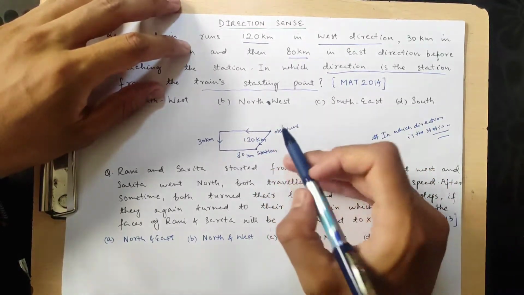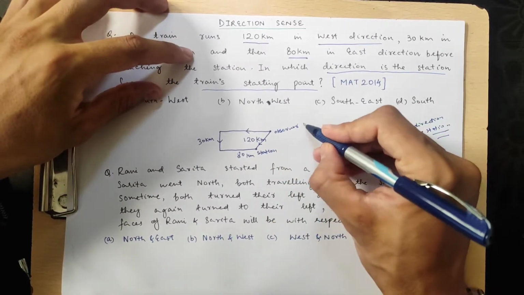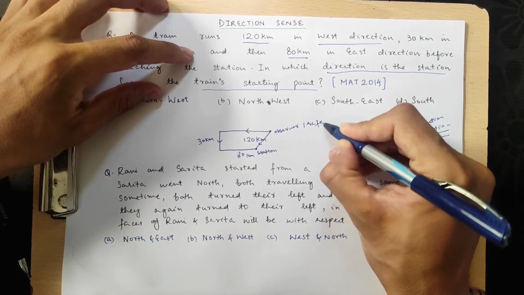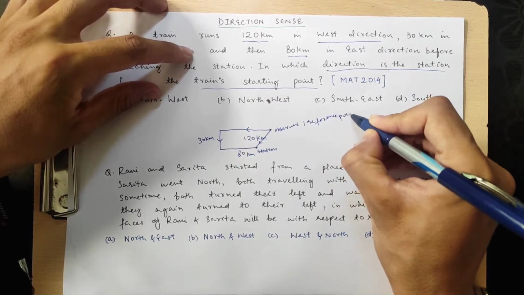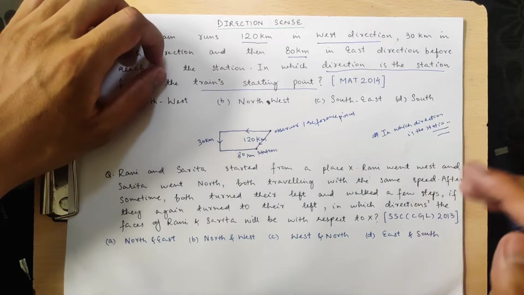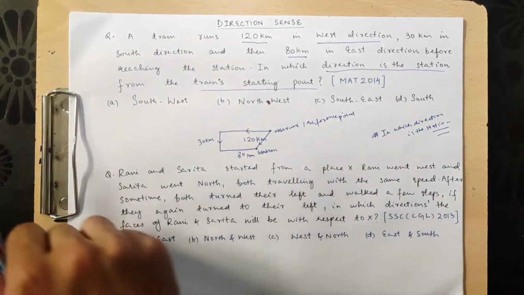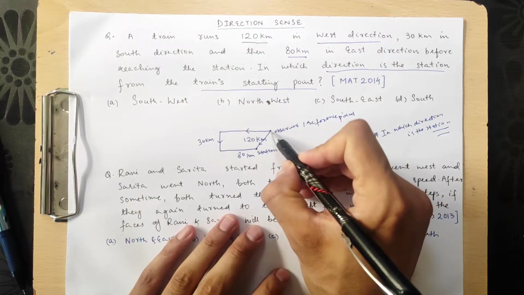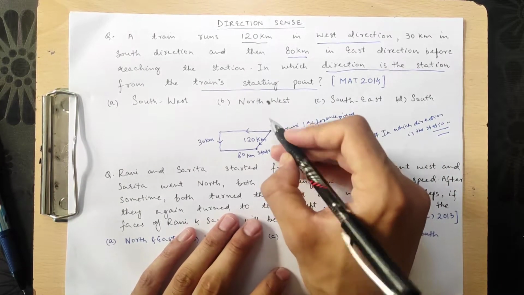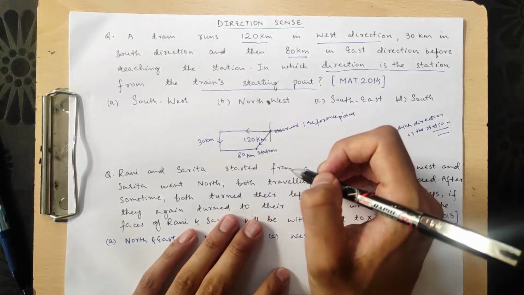So I looked from this point, so this point is my reference point. This is called a reference point or observer's point. So from this point I have to look towards the station. So I looked, and in which direction is this? So how to determine which direction this is? I will keep this as a central point, then I will make directions.